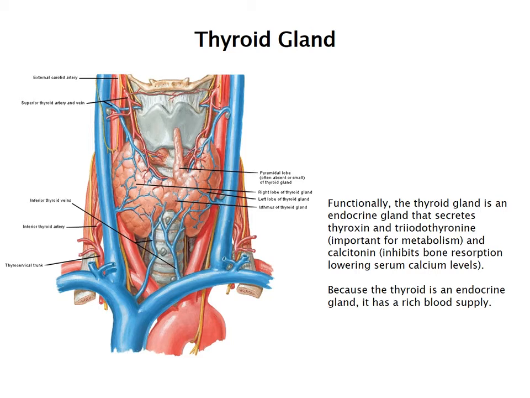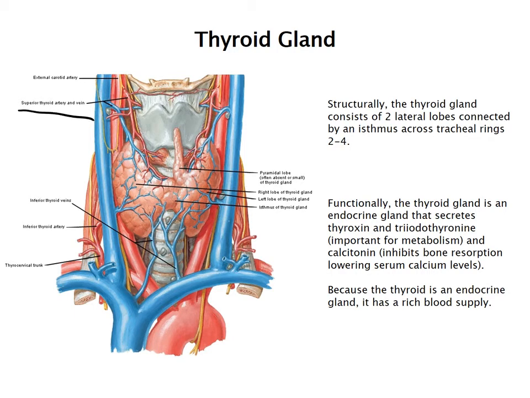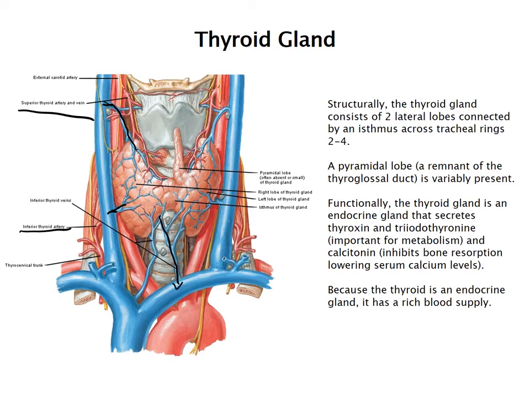Because the thyroid gland is an endocrine gland, it has a very rich blood supply. From above, this gland is supplied by the superior thyroid artery. From below, it is supplied by the inferior thyroid artery, which again is a branch of the thyrocervical trunk. By way of venous drainage, it has three routes of drainage. The superior thyroid vein is going to drain directly into the internal jugular vein. So too will the middle thyroid vein. However, the inferior thyroid veins will drain directly into the brachiocephalic vein, whether the left or the right.